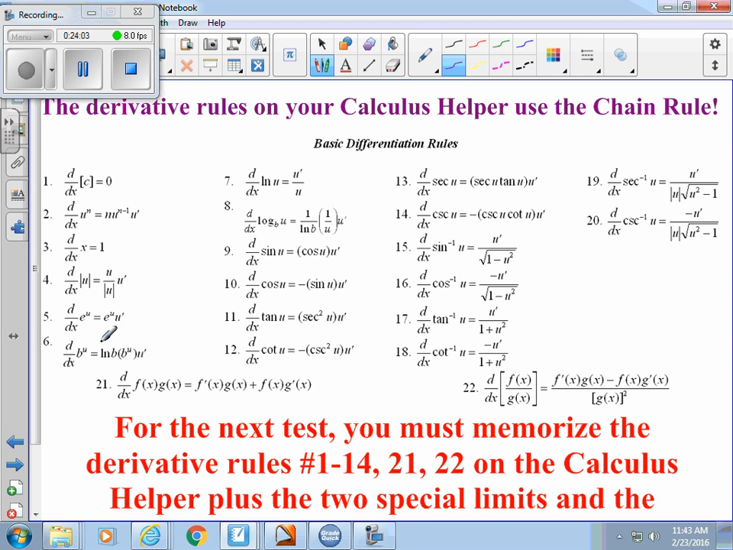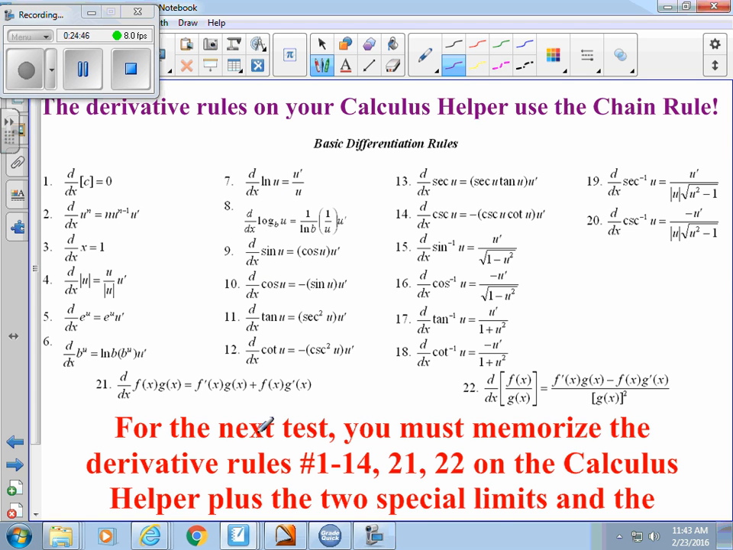Because look, if we take the derivative of natural log of u, remember you did natural log of x, right? What was the derivative of natural log of x? 1 over x. But if x is anything besides x, what do you have to do? Multiply by the derivative of the inside, right? So this is 1 over u times u prime. Don't forget the chain rule. See how that's what this says? The u prime is the derivative of the inside. Well, u prime is the chain. So, yes.